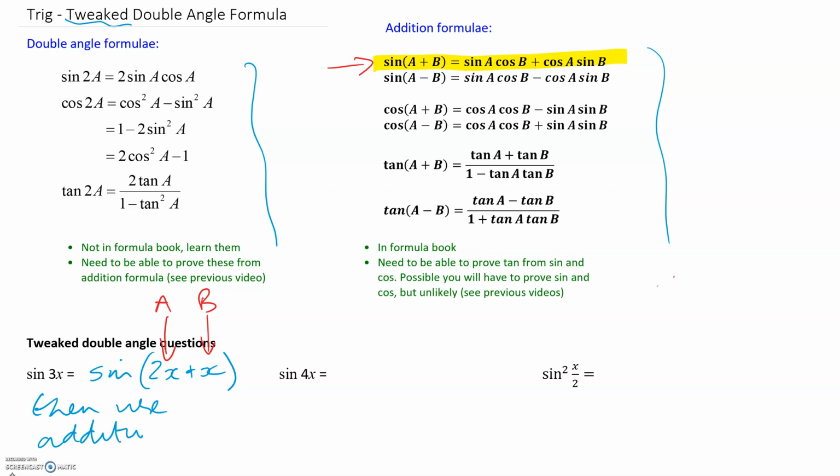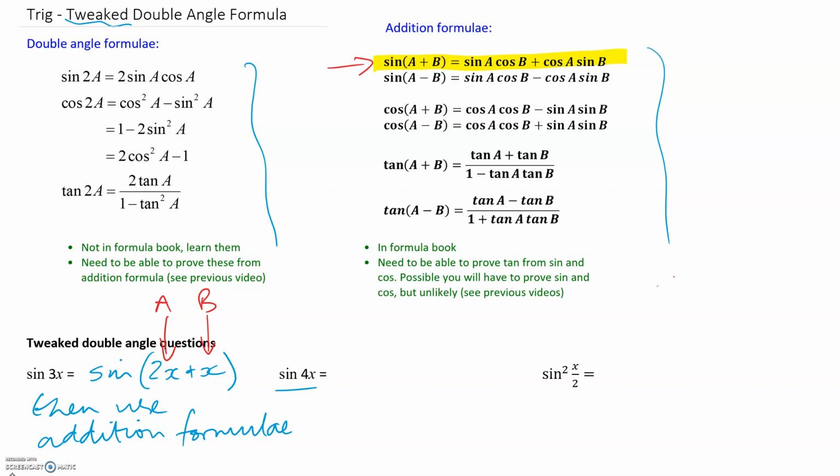Whenever you see a sine 3x or a cos 3x or a tan 3x, you need to do it that way. Often the question tells you to do that, but it might not. So be aware of that.